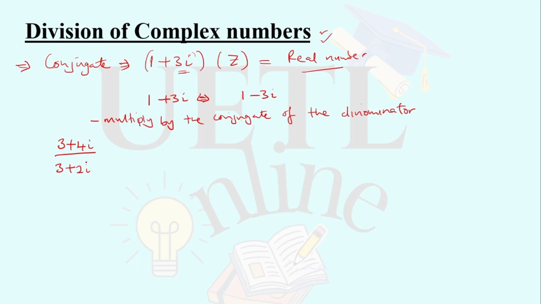Here we can see that our denominator in this case is 3 plus 2i. So you're going to multiply by the conjugate of the denominator on top and on bottom. In this case, the conjugate of this is going to become 3 minus 2i. Then the conjugate of this again is going to become 3 minus 2i. So we're just going to multiply on top and on bottom with this one. So now how do we do that?